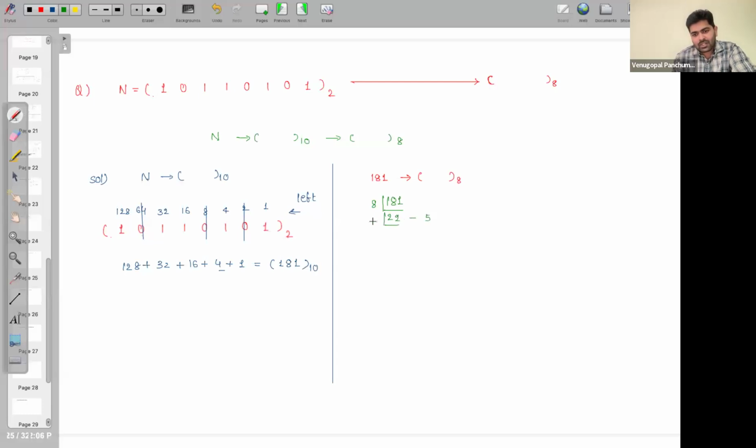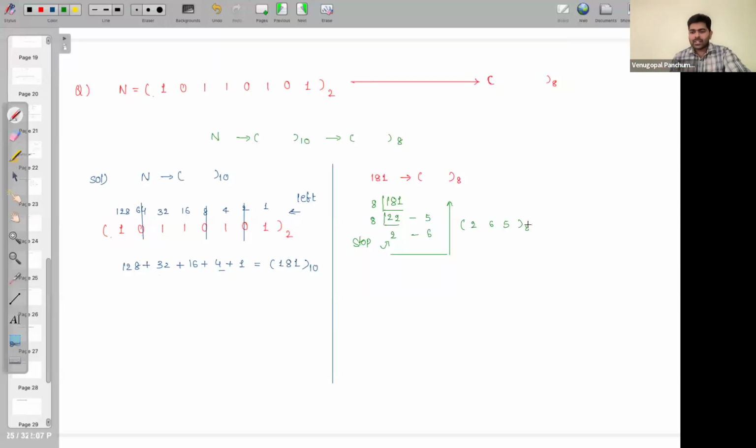Next, repeat this process. 8 twos are 16, 3 is 24, so it will not go. 8 twos are 16, 16 plus 6, so 6 is the remainder. So we can stop here. Now write all these values in the reverse order. If you write in the reverse order, that is 2, 6, 5. That is in base 8. So understood, everyone?